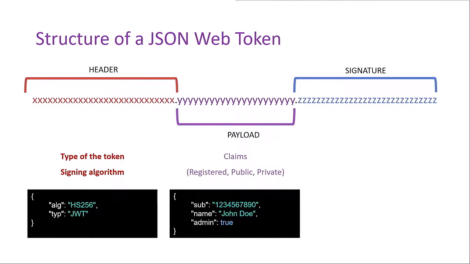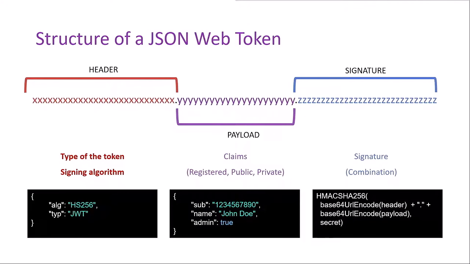The last part is the signature of the JWT. To create the signature part, you have to take the encoded header, then you need the encoded payload and a secret, and then to sign this part, the algorithm specified in the header is used.